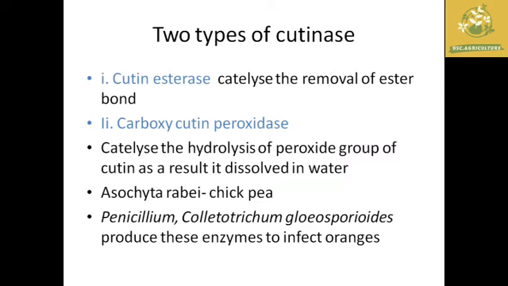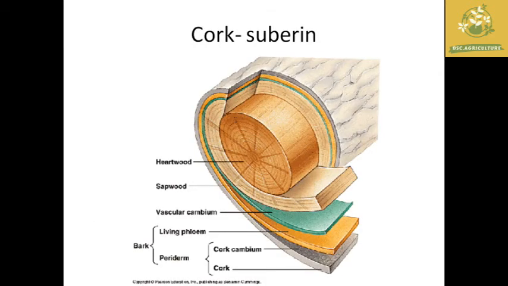The first one is cutinase esterase, which is said to be used for the removal of the ester bond in the cuticle, as well as carboxycutin peroxidase, which is said to be used for hydrolysis of peroxide groups of cutin, so that the cutin is converted into a form soluble in water. The cutinase producing microorganisms are Ascochyta rabiei, Penicillium, Colletotrichum dematium, which are the pathogens that produce enzymes to infect the host plants.